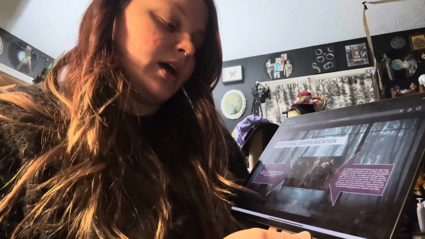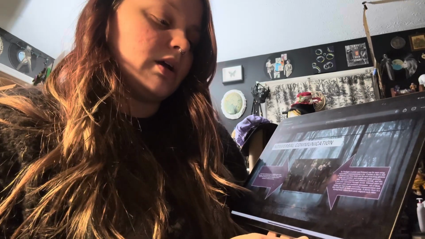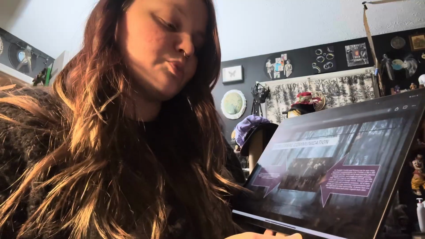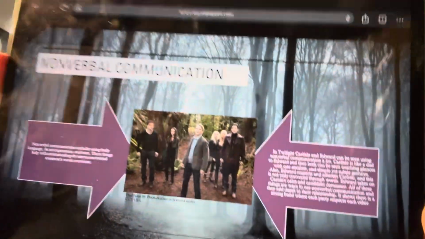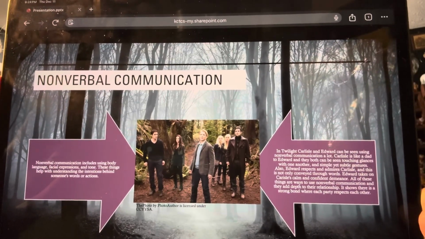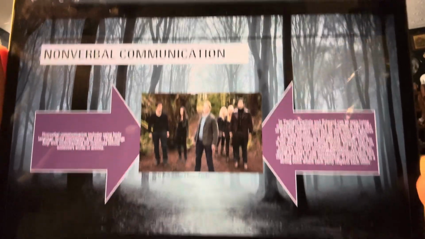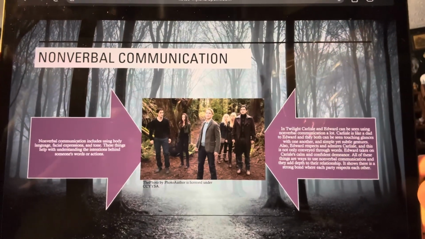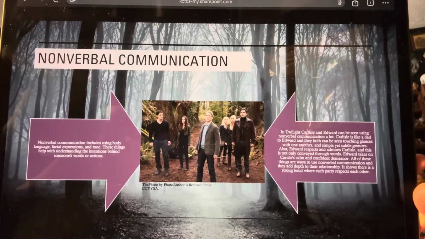All of these things are ways to use nonverbal communication, and they add depth to their relationship. It shows there is a strong bond where each party respects each other. In this photo, you can see Edward is looking to Carlisle, which shows a signal of respect and admiration along with trust.